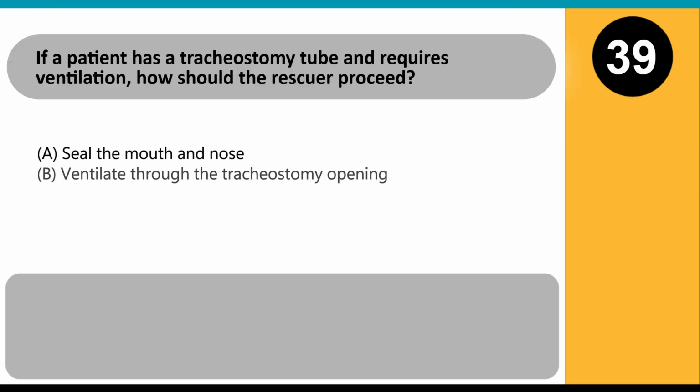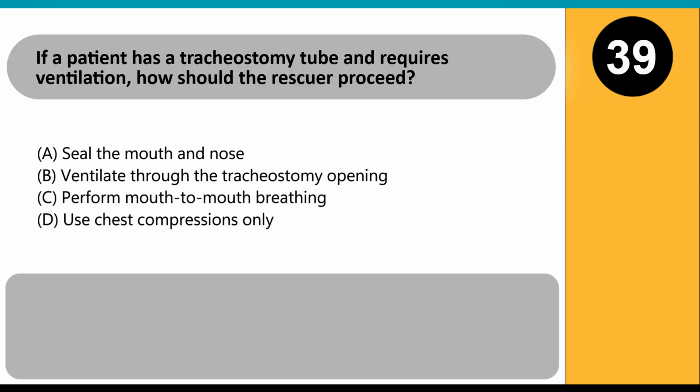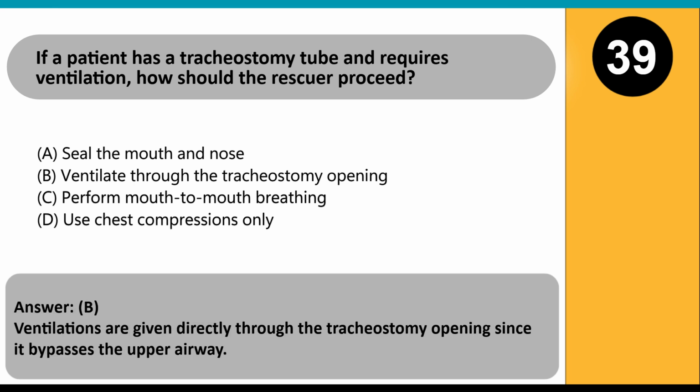If a patient has a tracheostomy tube and requires ventilation, how should the rescuer proceed? A. Seal the mouth and nose. B. Ventilate through the tracheostomy opening. C. Perform mouth-to-mouth breathing. D. Use chest compressions only. Answer: B. Ventilations are given directly through the tracheostomy opening since it bypasses the upper airway.